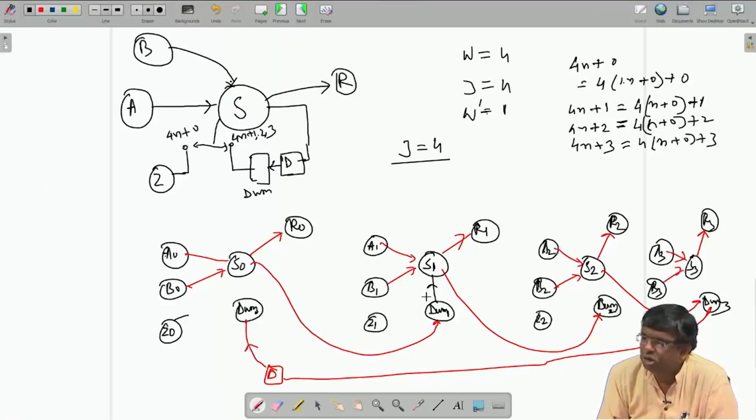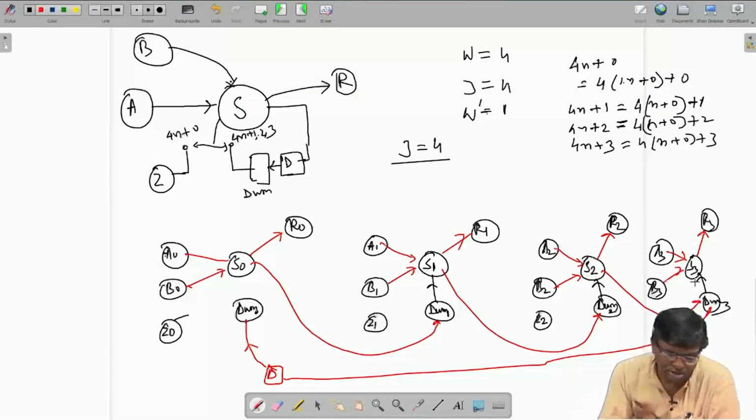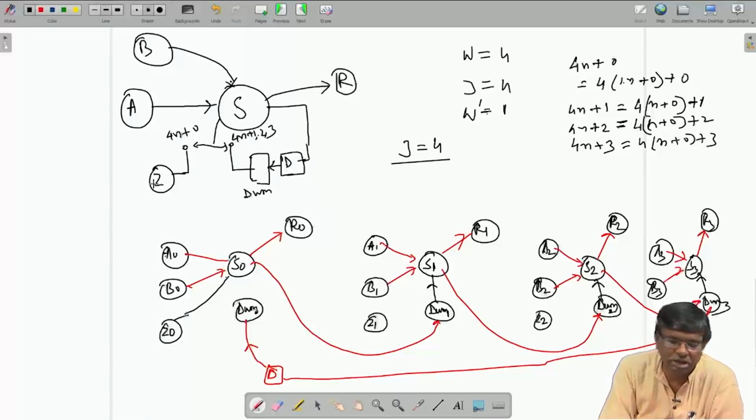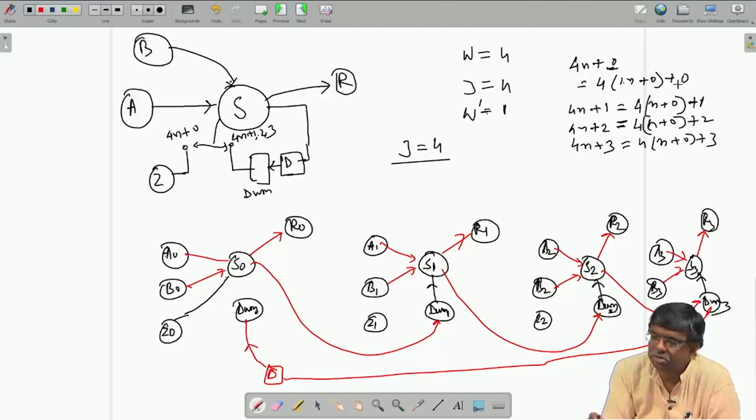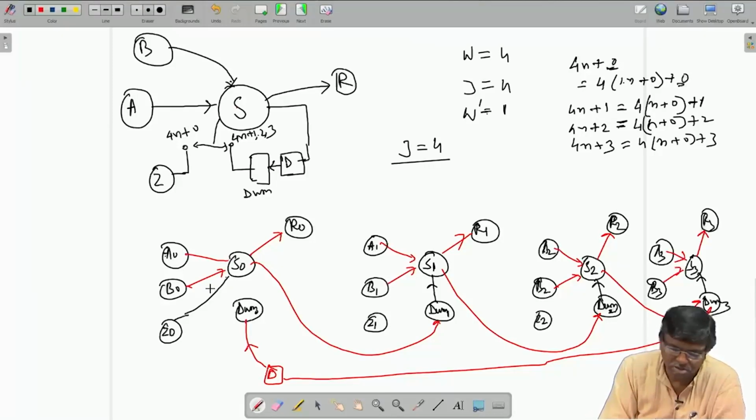Dumb 1 goes to S1. Similarly, dumb 2 goes to S2, dumb 3 goes to S3, and here this goes here with 4n plus 0, that is for this side, the Z side. So, Z0 goes to, the index is 0. So, Z0 goes to S0, okay. And you see this does not go anywhere. So, no need to have this point at all, okay.